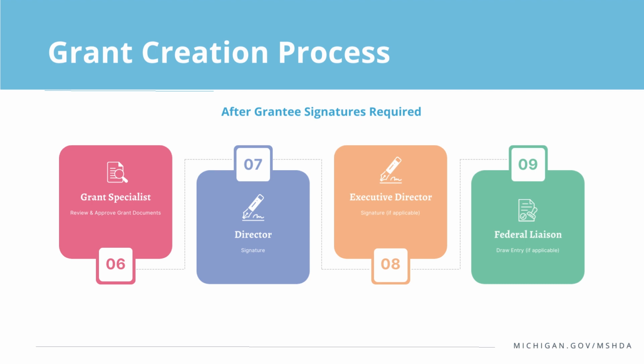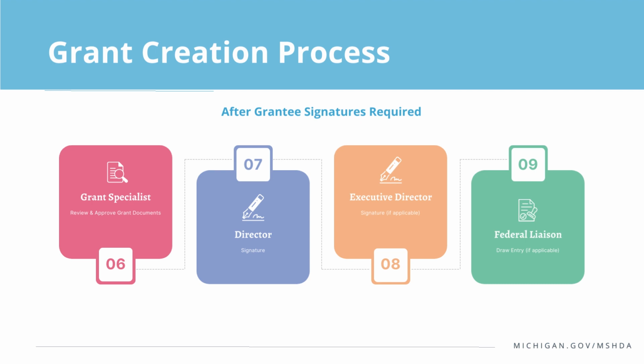Once a grant specialist approves the uploaded pre-disbursement conditions, the grant specialist will send it to the division director for signature. Once the division director receives the grant and signs it, the division director will send it to the grant executed status or to the executive director for signature. If it goes to the executive director for signature, it means the grant award was over $100,000.